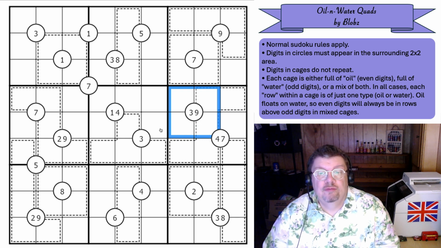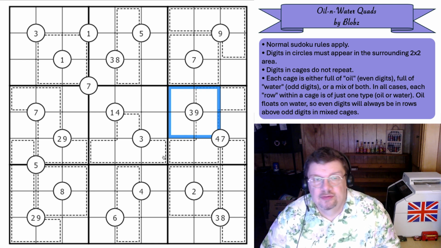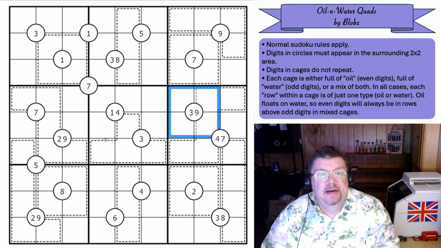Digits in cages do not repeat, so we can't have any repeats in cages. That's fairly standard for cages. There are no sums on these cages, but they will be used for the oil and water rules.